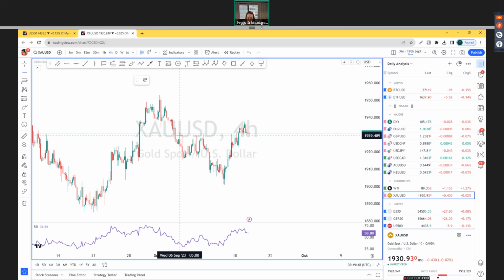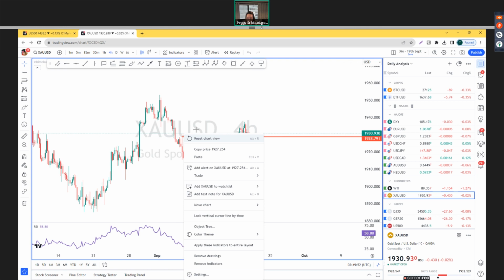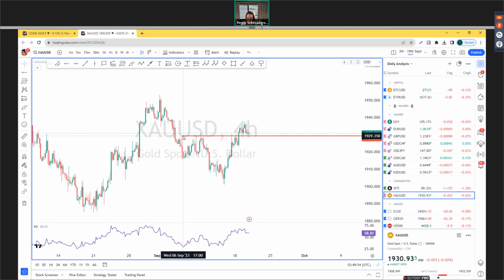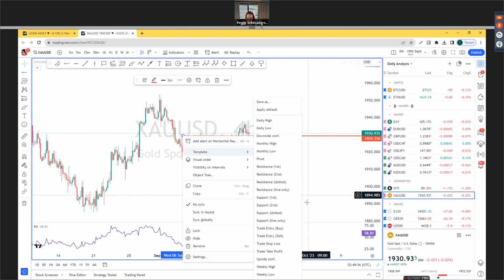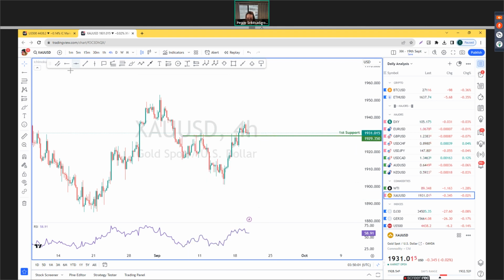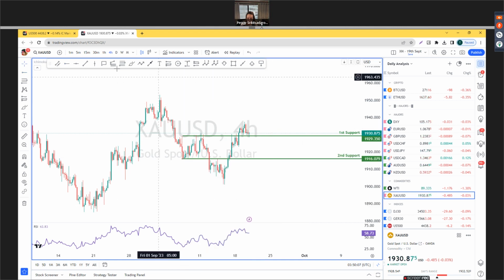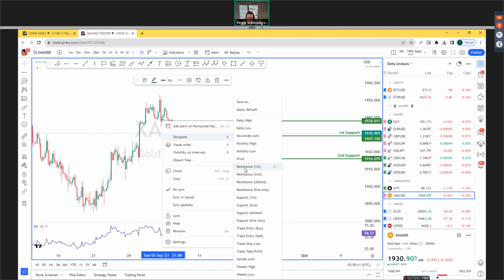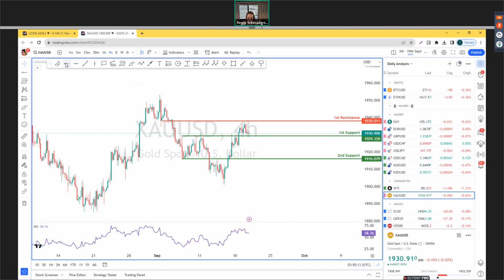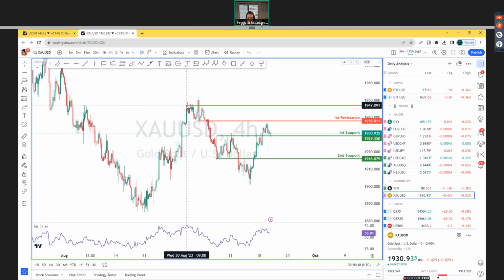Let me draw the zone for you, and then maybe I will draw another pattern. This one I will show you why I see this, and I think that is the level.